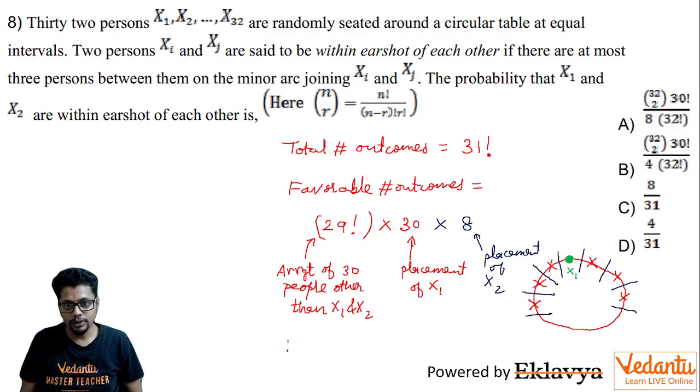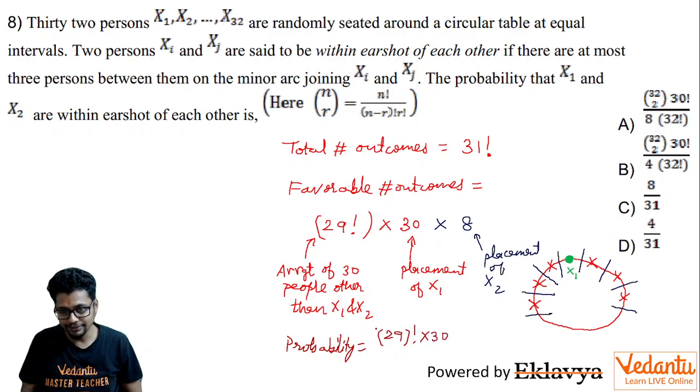So what about the probability? The probability is the number of favorable outcomes, which is 29 factorial times 30, which is essentially 30 factorial times 8, divided by the total number of outcomes, 31 factorial. If you see carefully, this 30 factorial will cancel out and you will get 31 below. Essentially 8 by 31 is the answer.